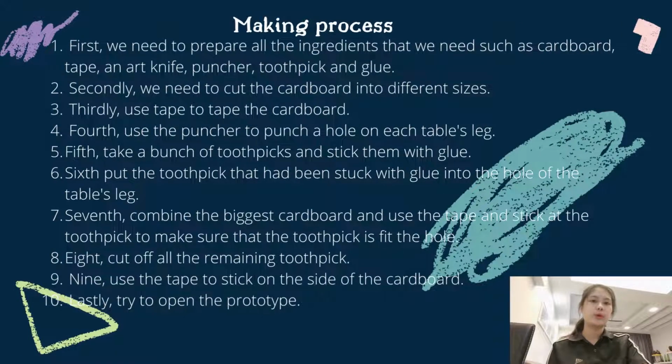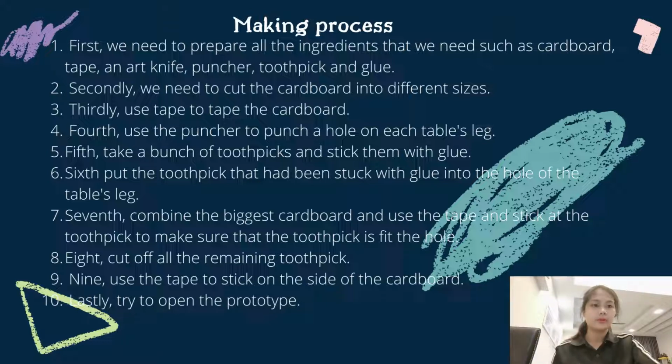First, we need to prepare all the ingredients such as cardboard, tape, art knife, puncher, toothpick, and glue. Secondly, we need to cut the cardboard into different sizes. Thirdly, we use tape to tape all the cardboard that we have cut into different sizes and use a puncher to punch a hole on each side of the table's leg. Fifth, we need to prepare a few bunches of toothpicks and stick the middle of the toothpick with glue.